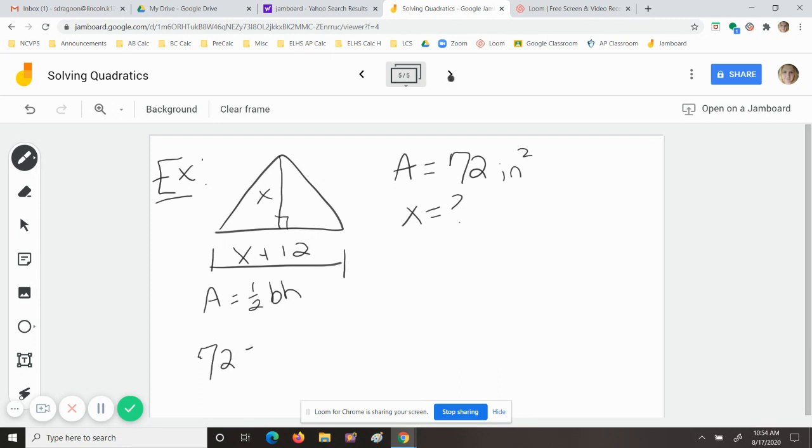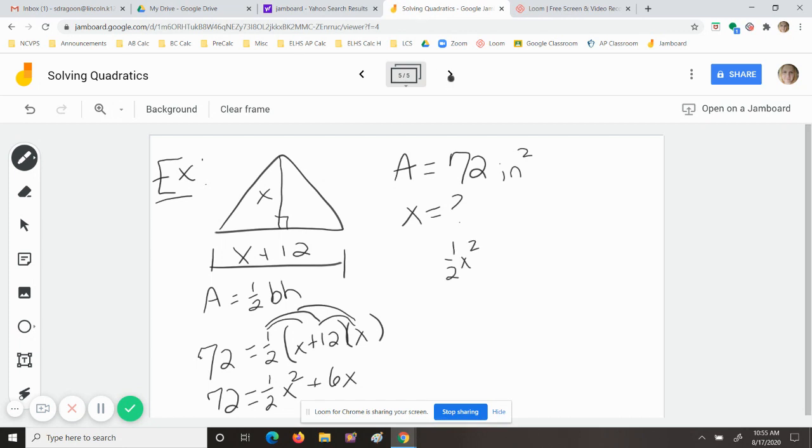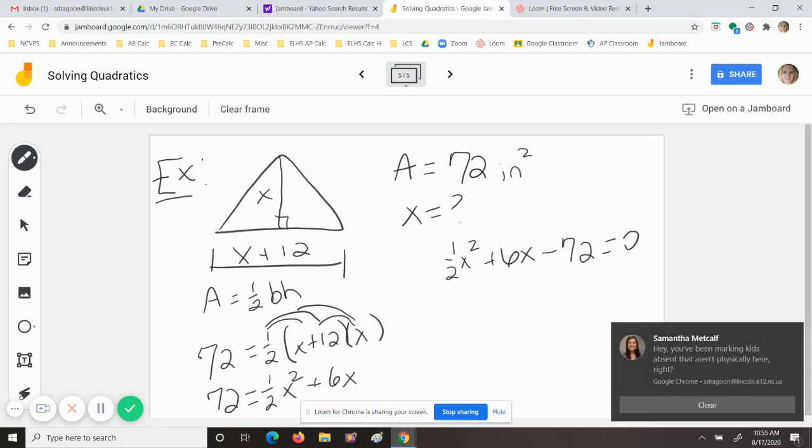Let's plug in what we know. 1/2 times x plus 12 times x. We can distribute the 1/2 and the x simultaneously. So we're plugging in 1/2 x times both of these two terms. 1/2 x times x is 1/2 x squared. 1/2 x times 12 is 6x. Now we have a quadratic. Let's move that 72 over so we can solve. 1/2 x squared plus 6x minus 72 equal to 0.